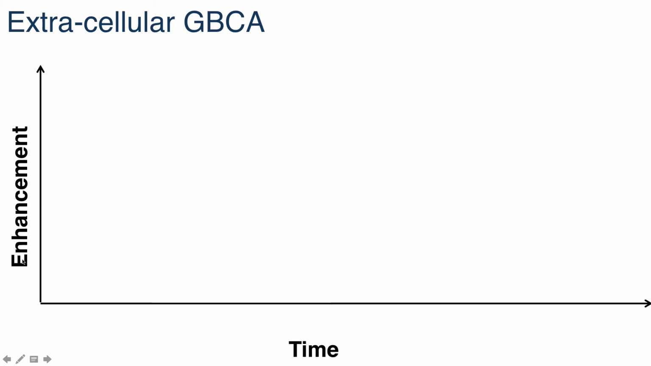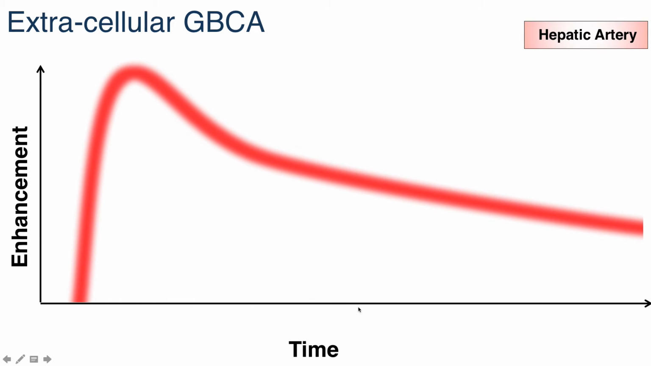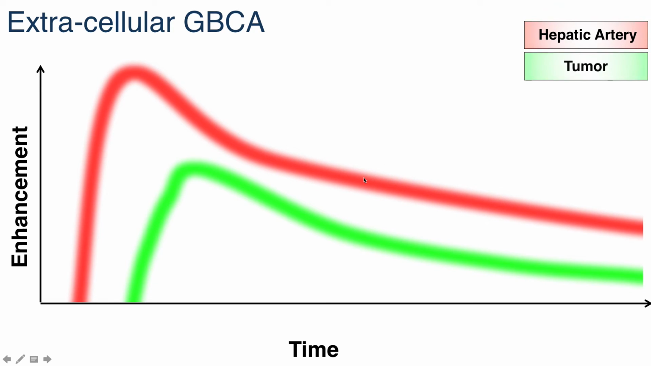So we're going to give gadolinium, and we're going to look at enhancement on the y-axis and time on the x-axis. So this is time after injection, and here's where contrast gets into the hepatic artery in red. The artery enhances and then gradually de-enhances. Now this is the tumor. The tumor enhances and then de-enhances. And notice that the tumor enhances 10 to 15 seconds after the artery.